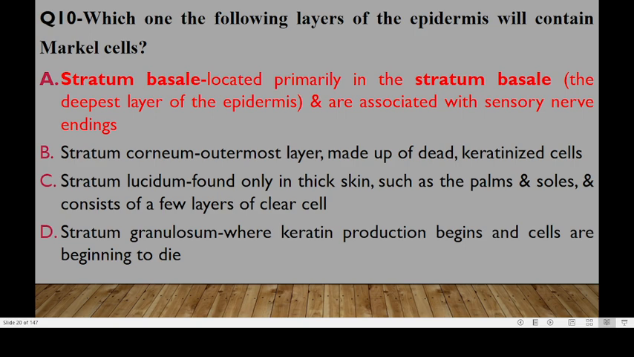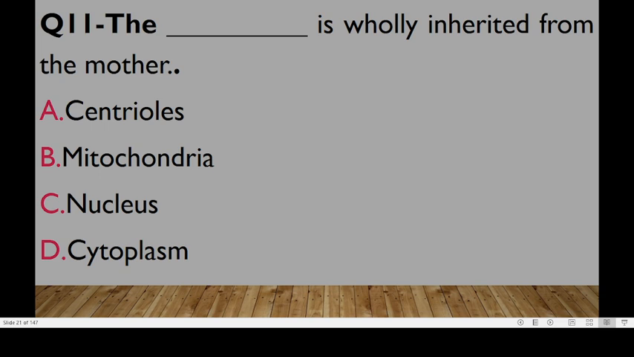Remember, stratum corneum is the outermost layer and is majorly made up of dead keratinized cells. Stratum lucidum will be found only in thick skin, such as the palms and the soles, and majorly consists of a few layers of clear cells, while stratum granulosum is where keratin production begins, and cells begin to die from that level. The DNA is wholly inherited from the mother.